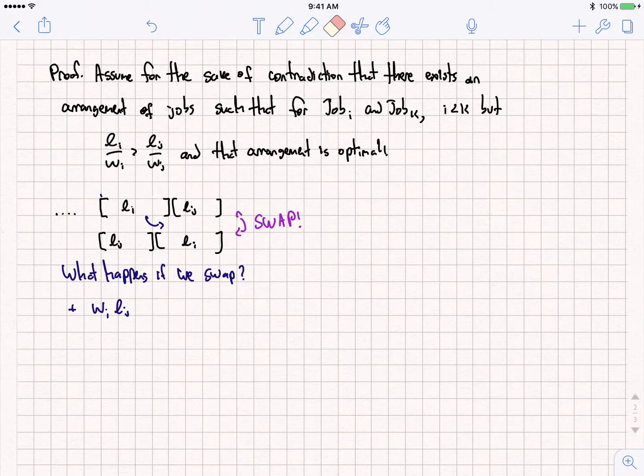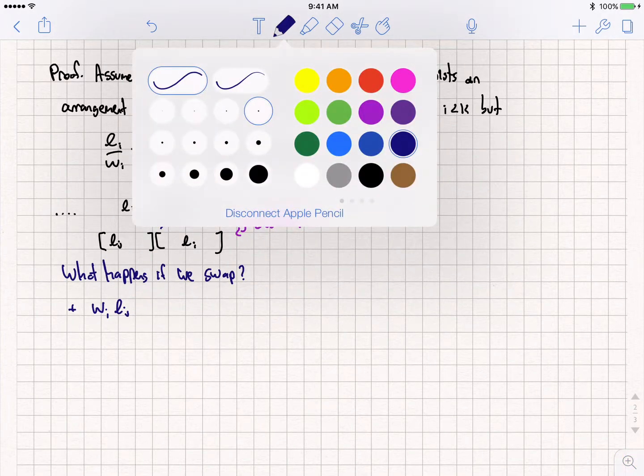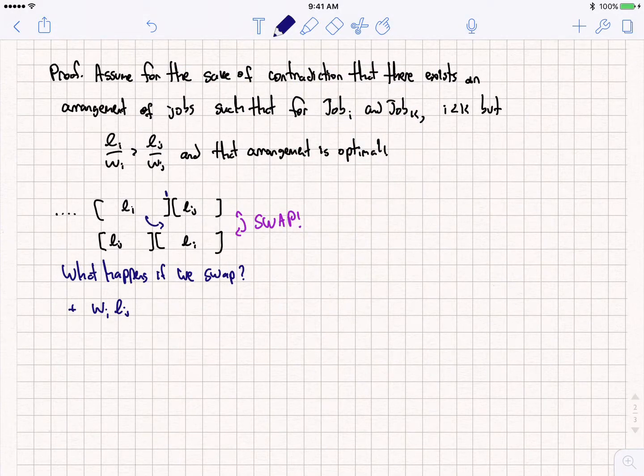So to say that again, we're increasing this because we're moving the terminating position of this job over here, which is multiplied by weight of I, to the right by the length of J. But at the same time, when we're multiplying weight of J, we're only multiplying it by a smaller length, the length of I. So essentially our delta here is going to be weight of I times length of J minus weight of J times length of I. However, we notice one thing.